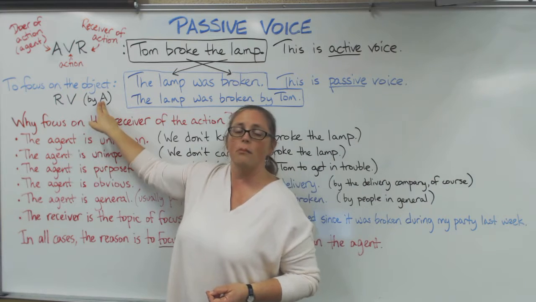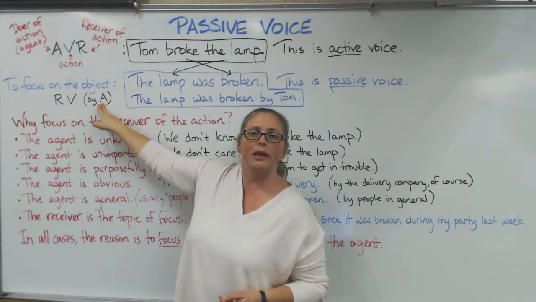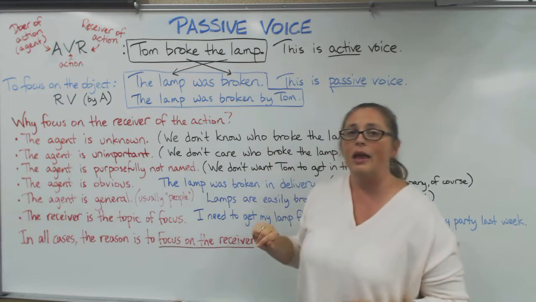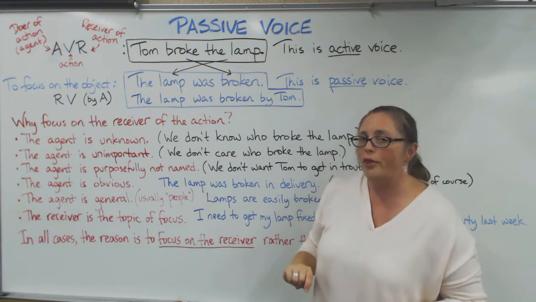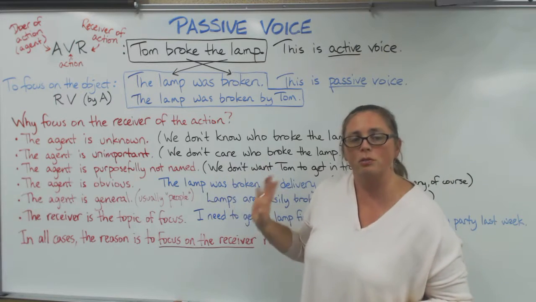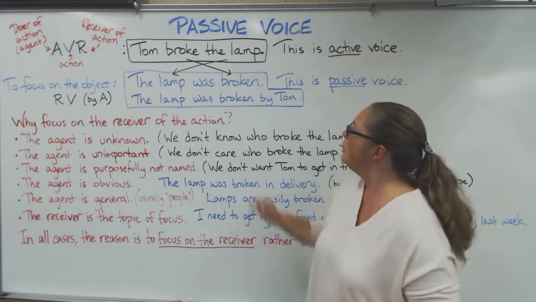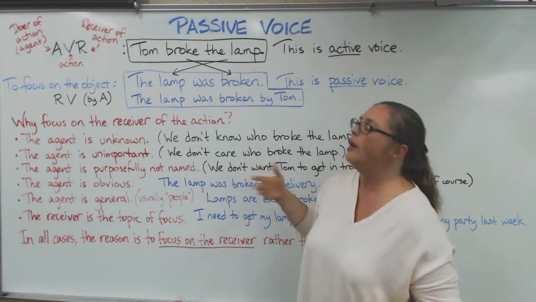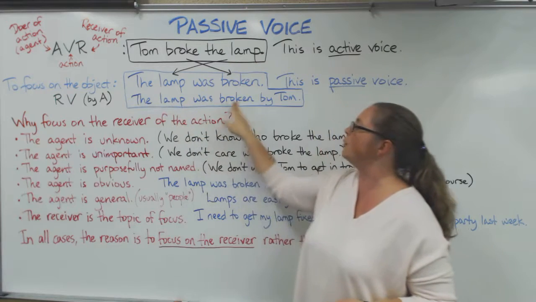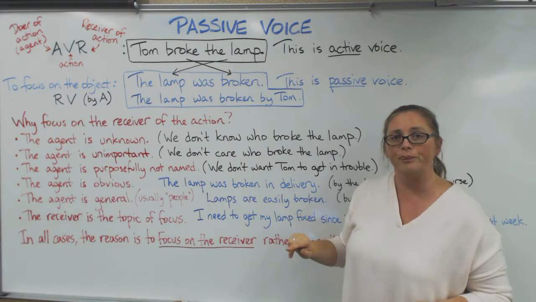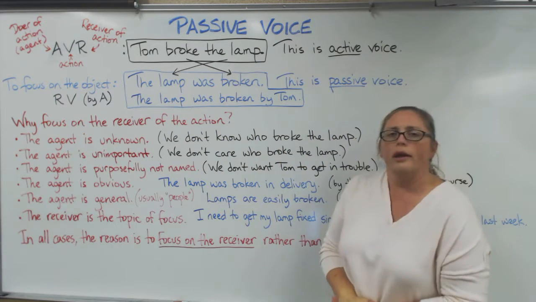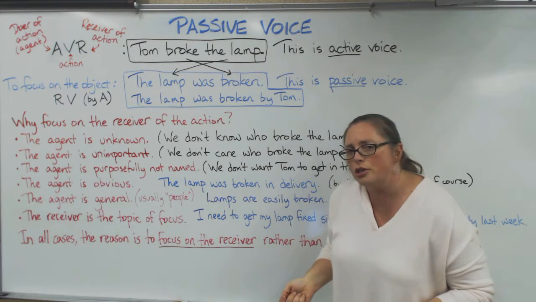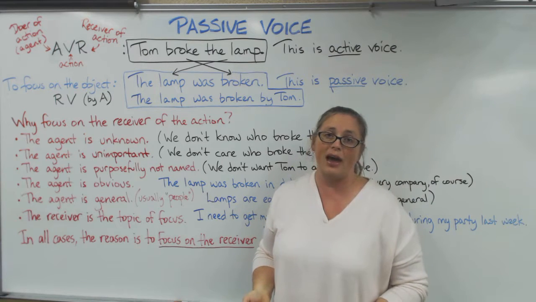The agent may or may not be included. If you include it, you use by. But that depends on whether or not it is an important piece of information. So here the lamp was broken. You don't need to include it. If you want to include it, the lamp was broken by Tom. So now you need to decide or to know what are the situations when you want to use the passive.